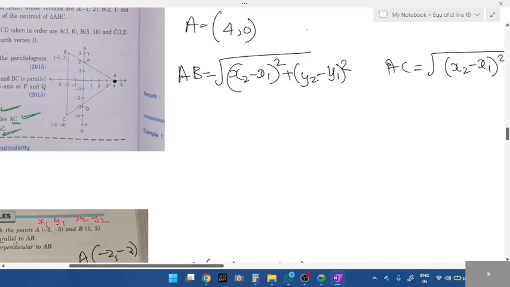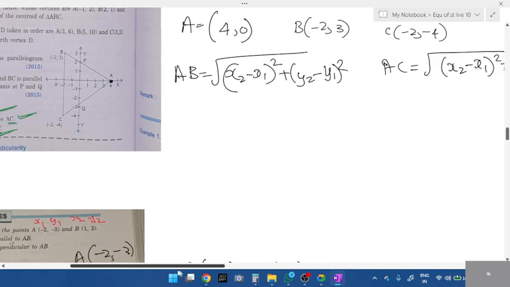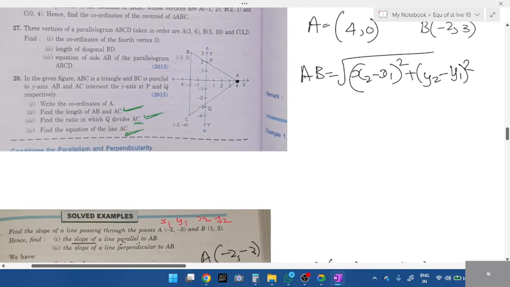Total we have A. Write all the points first. On top you write the points. B is minus 2 comma 3. C is minus 2 comma 4. Find the ratio in which Q divides AC. Take line A and C. A is first, C is next.